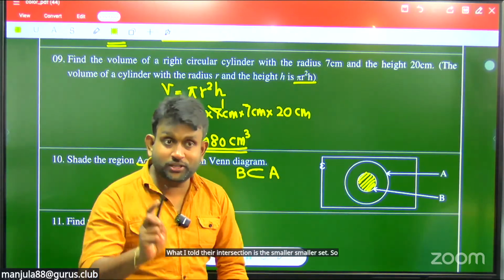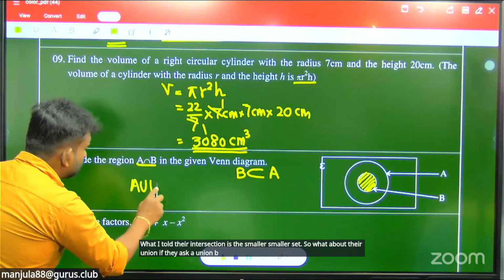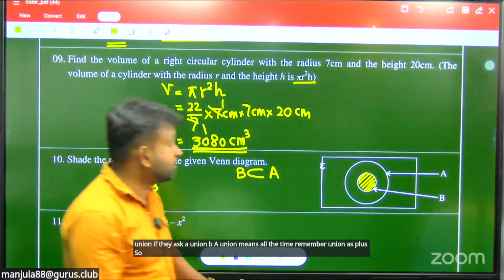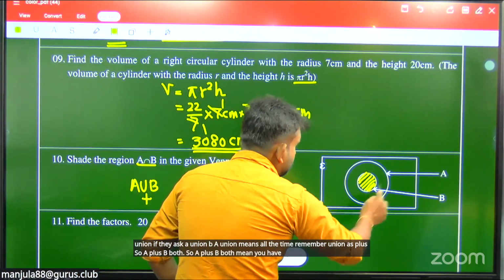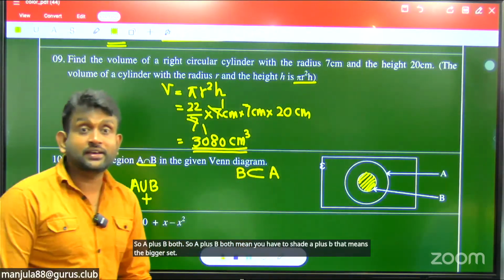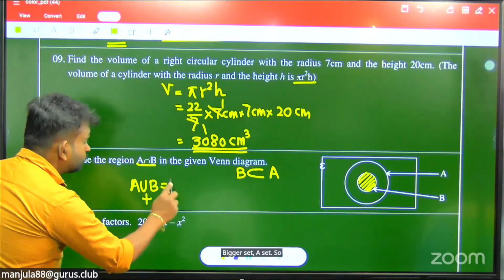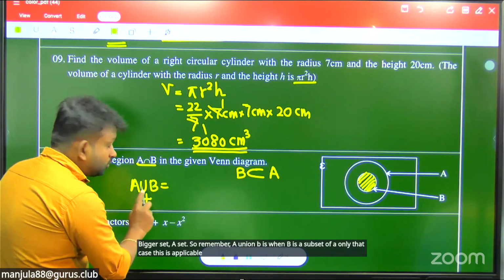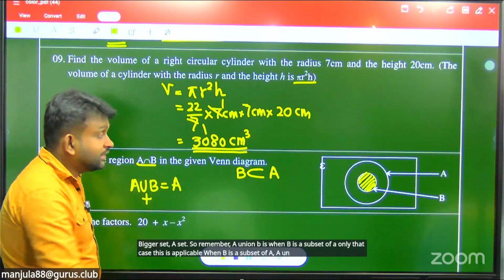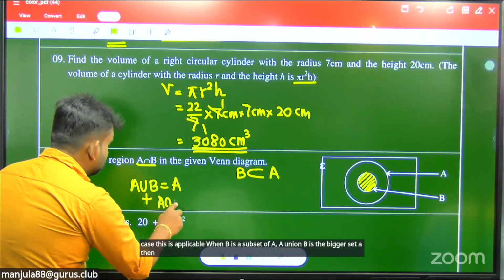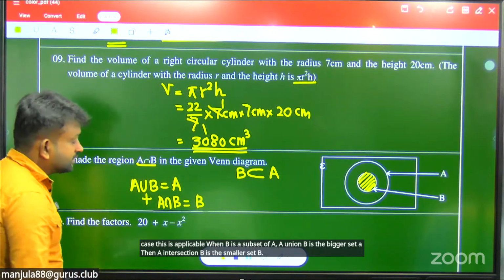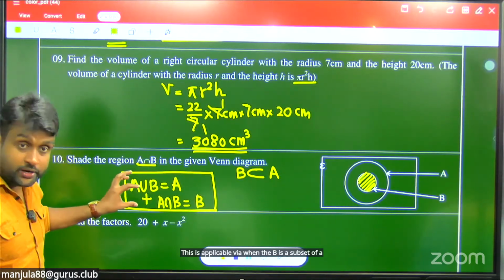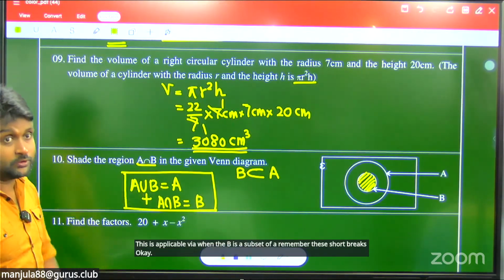So what about their union? If they ask A union B, always remember union as plus. So A plus B both means you have to shade A plus B, that means the bigger set, set A. So remember, A union B, when B is a subset of A, is the bigger set A, and A intersection B is the smaller set B. This is applicable when B is a subset of A. Remember this short trick for one set being a subset of the other.